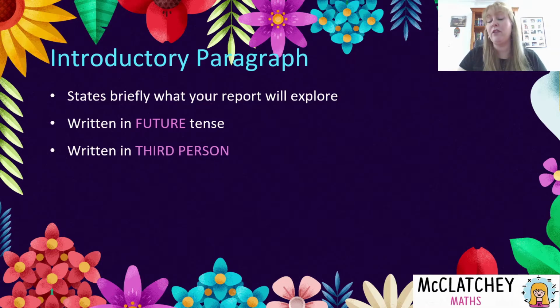It should be written in the third person. That means we don't use the word I, we don't use the word me, we don't use the word we, we don't use the word you or your. So we're writing it as though we're actually separate from the assignment itself. So rather than saying my report will do this, we would say this report will do this.